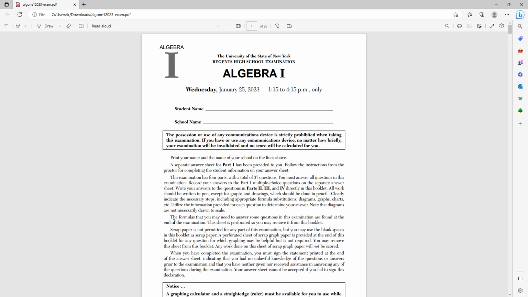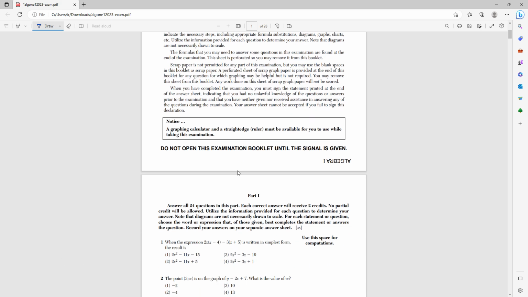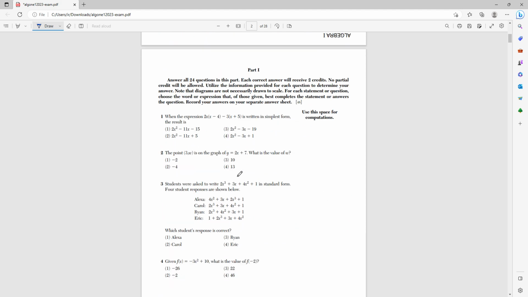Hello everyone, today we're going to be going over the Wednesday, January 25th, 2023, Algebra 1 Regents. We're going to be going over all of part 1, only the multiple choice section for this test. That being said, let's get started.